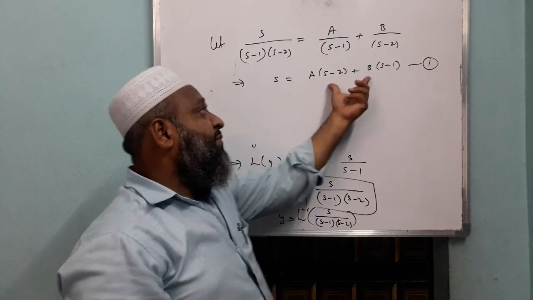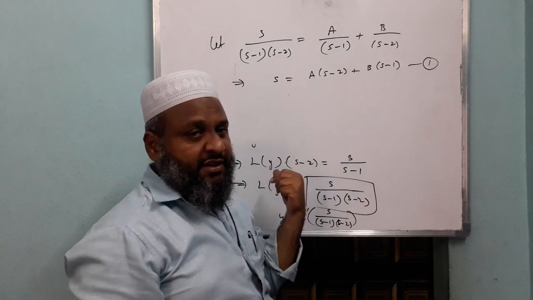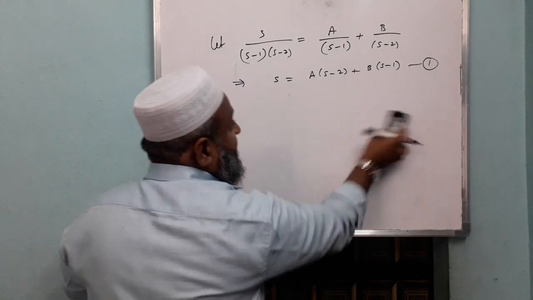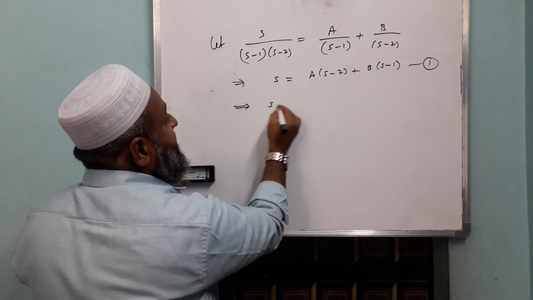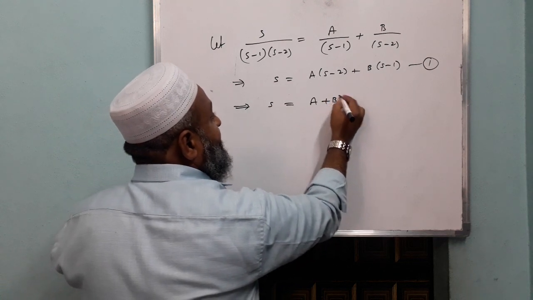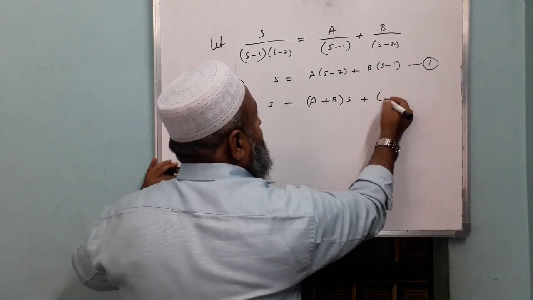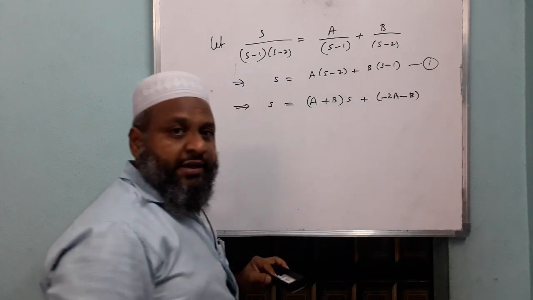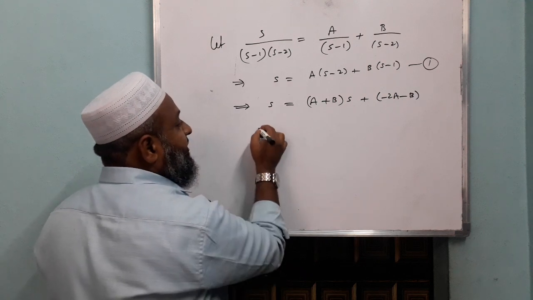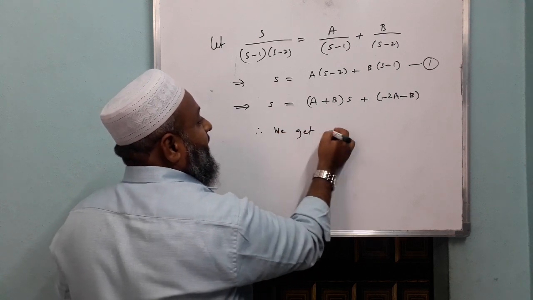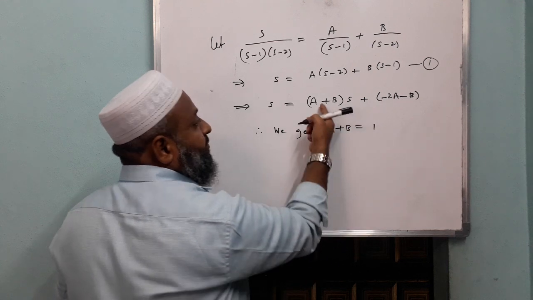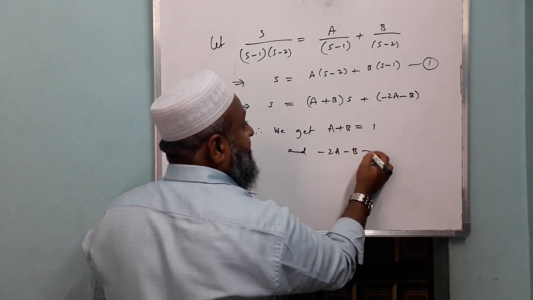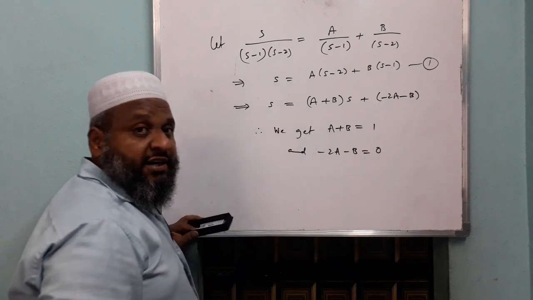Now you can substitute some s value and determine the values of a and b, or the other way is to go by comparing the like terms. So it is s is equal to (a plus b) times s plus (minus 2a minus b). Okay, so comparing the like terms, what we get? Therefore we get a plus b is equal to 1 because s coefficient is 1, and minus 2a minus b must be 0 because there is no constant on the left hand side.